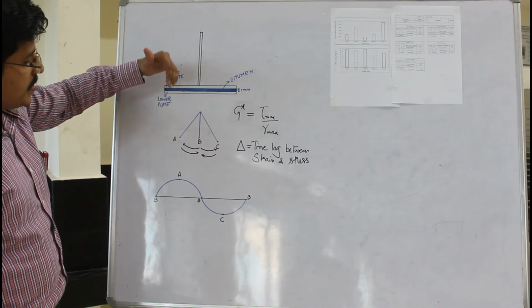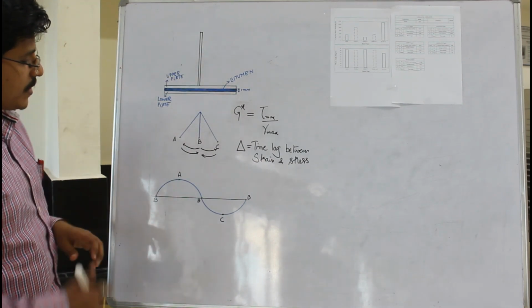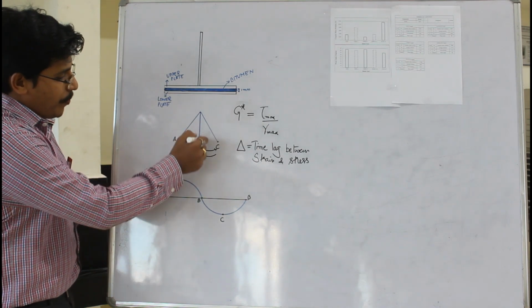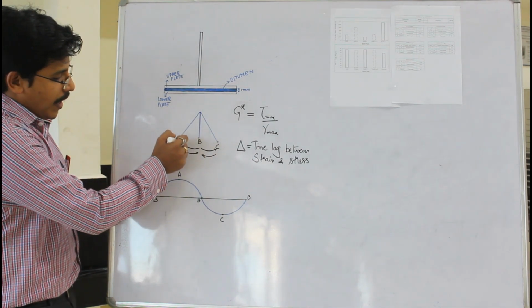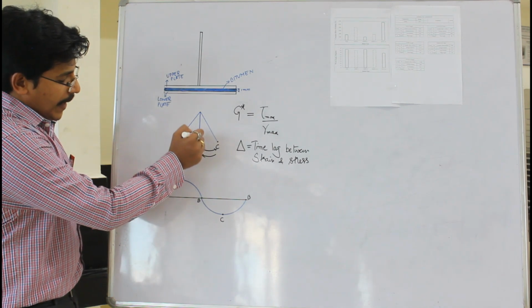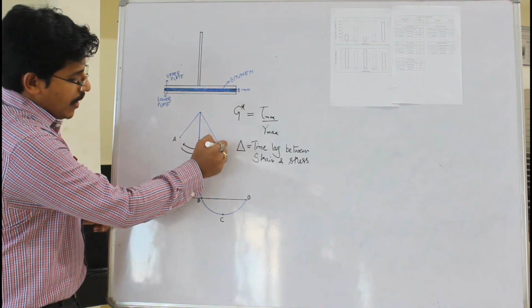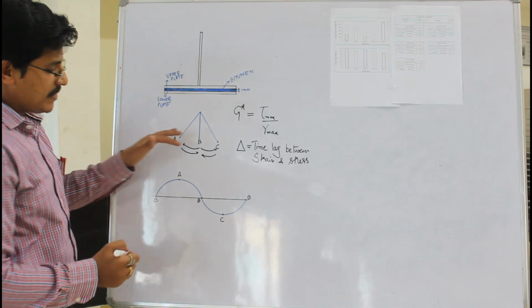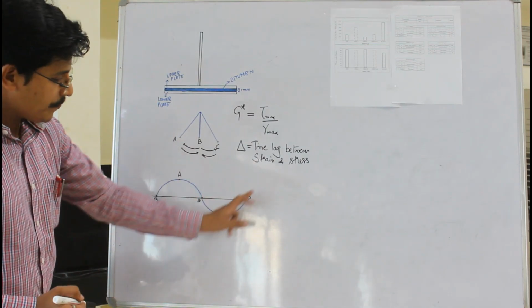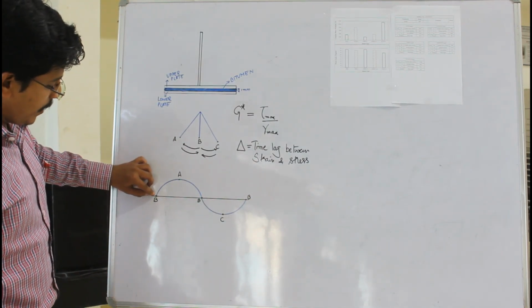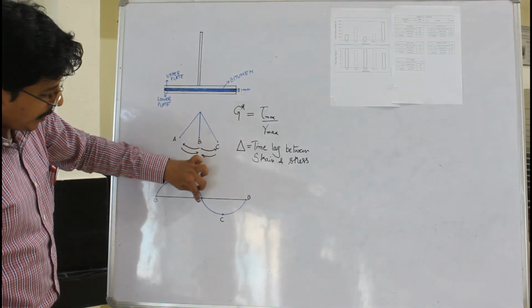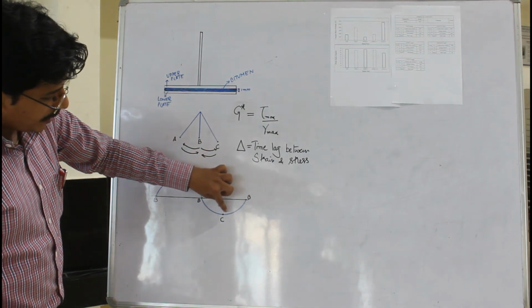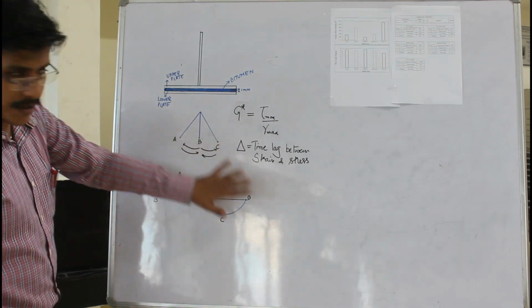To apply oscillations, let's say at point B, the zero point, the spindle moves to A and comes back to B. Again from B, it goes to C and comes back to B. That is one cycle. This is the waveform here. It starts from B, goes to A, from A it goes to B, again from B it goes to C, and again from C it goes to B. So this is one cycle.